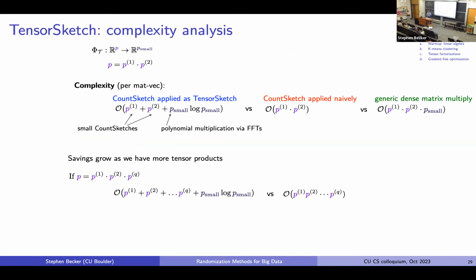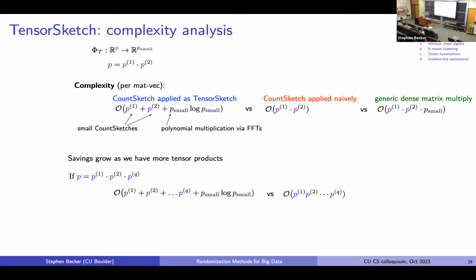So if I have a single column and I want to multiply and reduce dimension with a dense matrix, like a Gaussian matrix, the classical Johnson-Lindenstrauss, it would cost me P, which is P1 times P2 times P small. If I applied count sketch, it's much faster. It's just P, or P1 times P2 in this case. But if I do it as a tensor sketch, instead of P1 times P2, it's P1 plus P2, plus an extra little factor for the FFT.